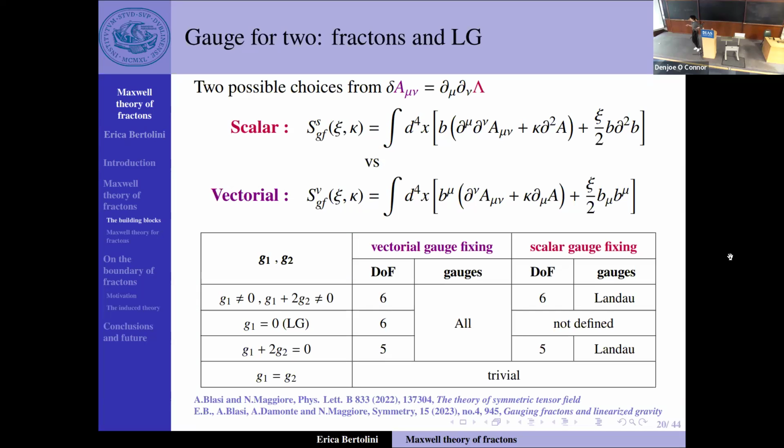Yeah, what we mean here with degrees of freedom is just the constant that you get from the equations of motion. Here you have the same for both linearized gravity and fractons, so they're both equal in this sense. They both have 6 or 5 degrees of freedom, looking just at the equations of motion. So that's the constant you have.